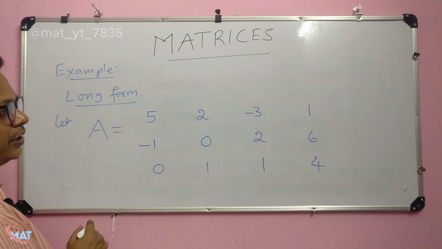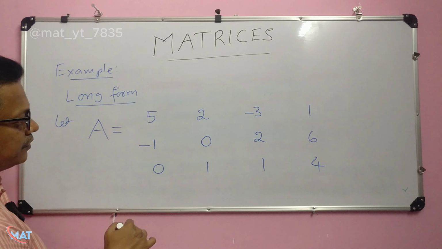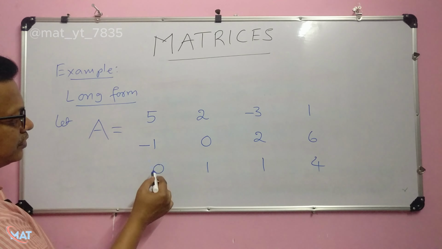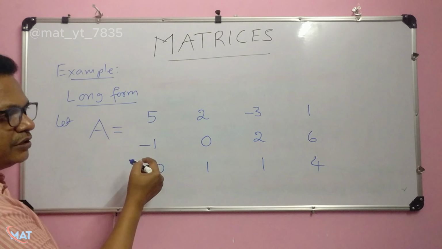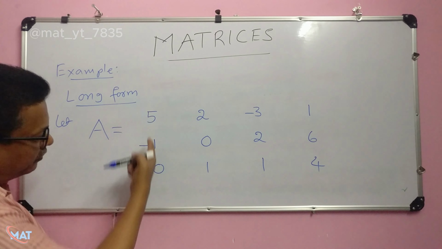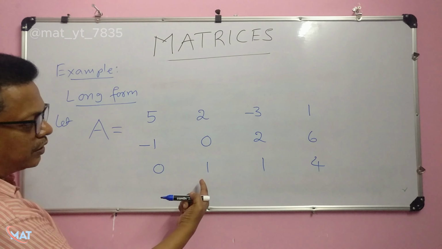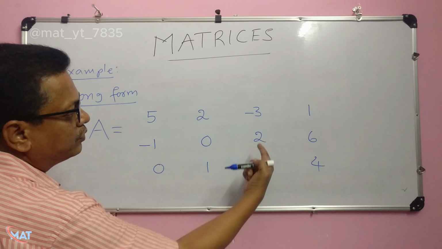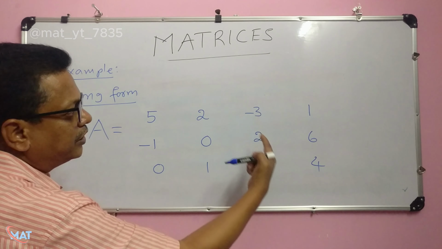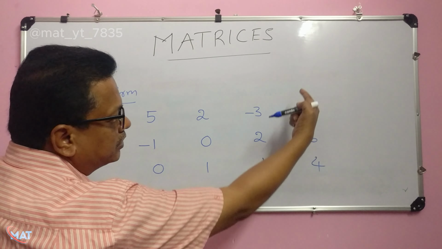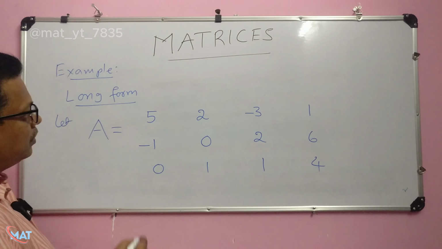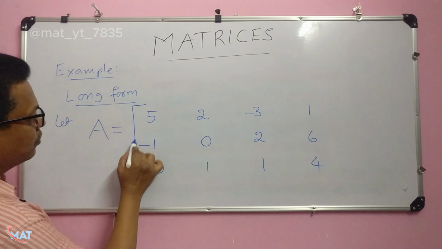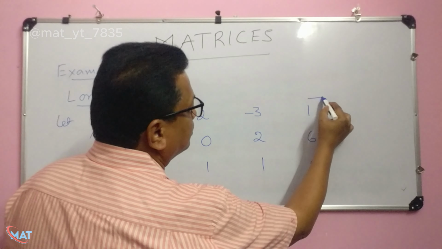Now, when you want to see column wise, 5, minus 1, 0. 3 elements constitute column 1. 2, 0, 1 are the elements of column 2. Negative 3, 2, 1 are the elements of column 3. 1, 6, 4 are the elements of column 4. Now we will enclose them using square brackets.